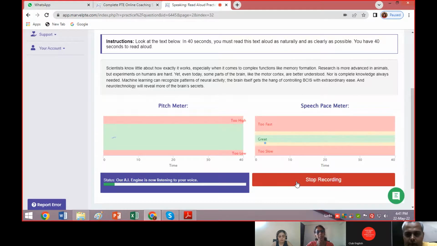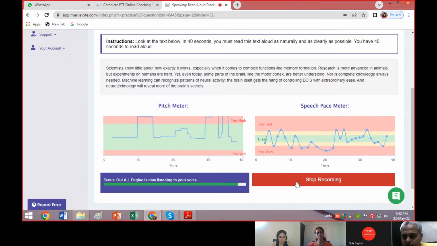Scientists know little about how exactly it works, especially when it comes to complex functions like memory formation. Research is more advanced in animals, but experiments on humans are hard. Yet, even today, some parts of the brain like the motor cortex are better understood, and complete knowledge is not always needed. Machine learning can recognize patterns of neural activity. The brain itself will be hand controlling BCIs and, with extraordinary ease, reveal more of the brain's secrets.